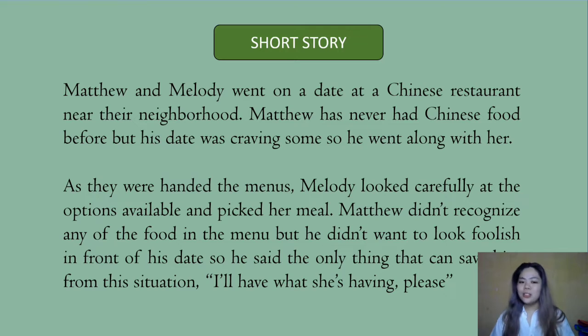Before anything, let's start with a short story. Matthew and Melody went on a date at a Chinese restaurant near their neighborhood. Matthew has never had Chinese food before, but his date was craving some, so he went along with her. As they were handed the menus, Melody looked carefully at the options available and picked her meal. Matthew didn't recognize any of the food in the menu, but he didn't want to look foolish in front of his date, so he said the only thing that can save him from this situation. "I'll have what she's having, please."